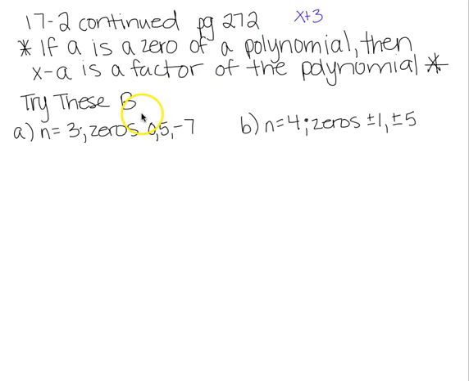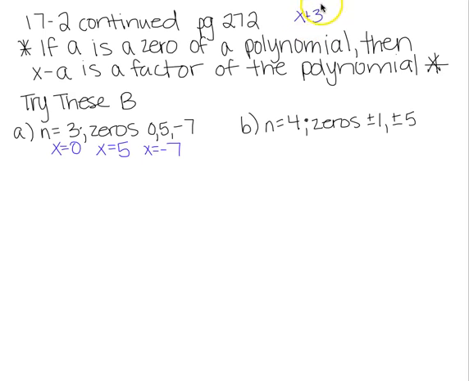So what we're really doing is we are saying, okay, if the zeros are 0, 5, and negative 7, then that means that x equals 0, x equals 5, and x equals negative 7 are solutions.